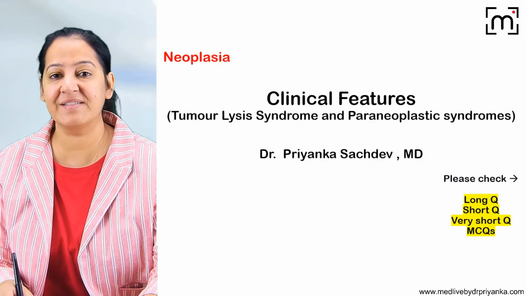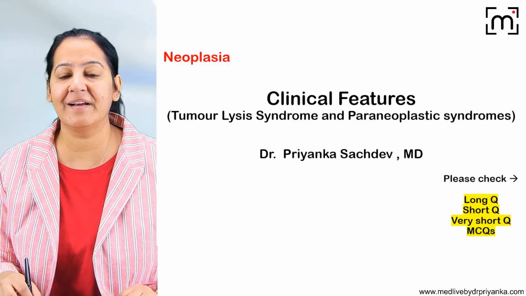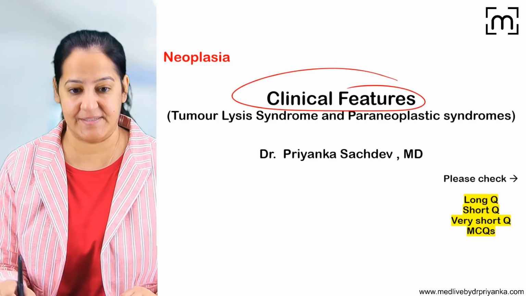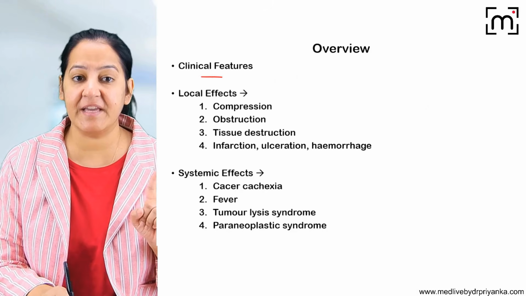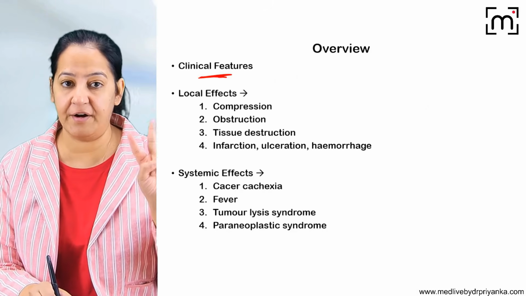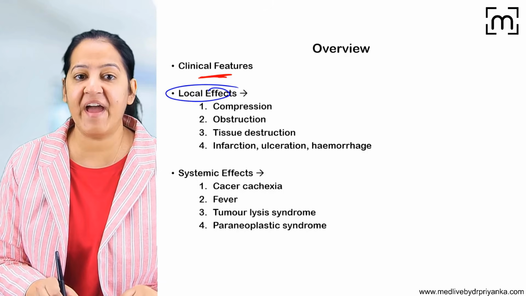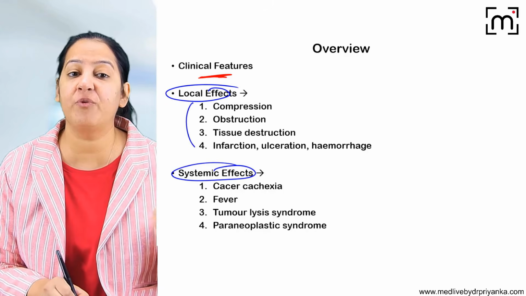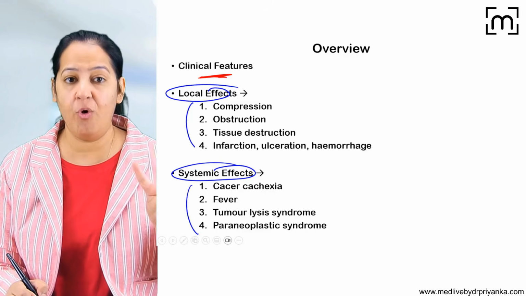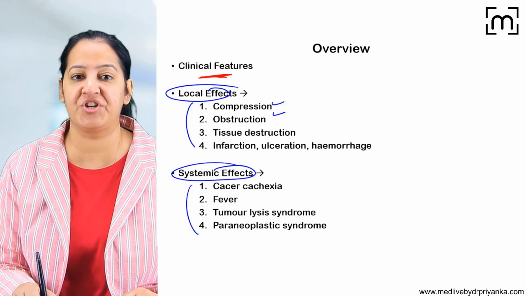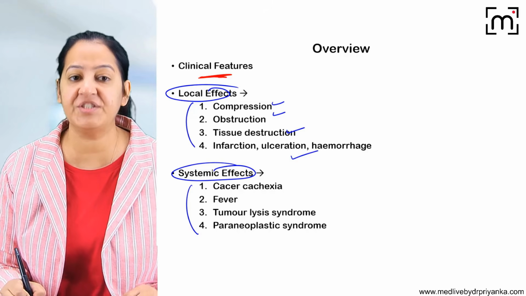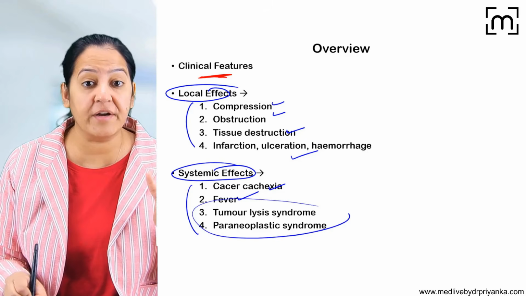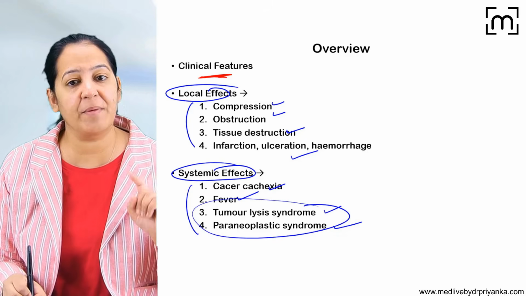So you can see here, we are starting a topic that is clinical features of neoplasia. I will be discussing the clinical features, enumerate the clinical features of neoplasia under two types: local effects and systemic effects. So there are 4 local effects of the neoplasia and 4 systemic effects of the neoplasia. The 4 local effects are compression, obstruction, tissue destruction, and infarction, ulceration, hemorrhage. And 4 systemic effects are cachexia, fever, and the last 2 are ultra important, tumor lysis syndrome and paraneoplastic syndrome.